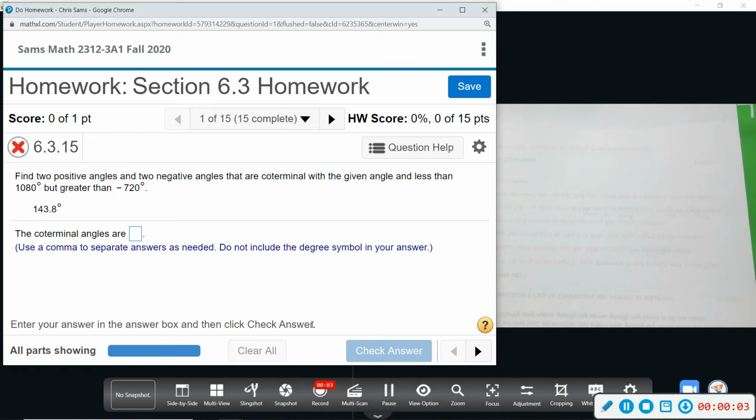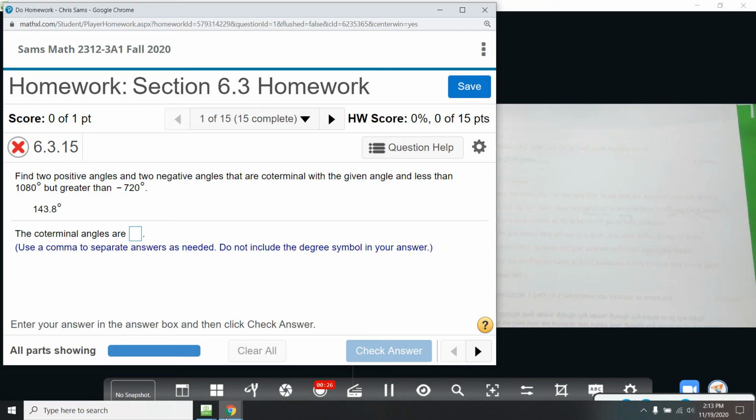All right, we're going to be looking at 6.3. This first question wants us to find two positive angles and two negative angles that are coterminal with the given angle. We want them to be less than 1080, but greater than 720. All right, so I want to show you the textbook.